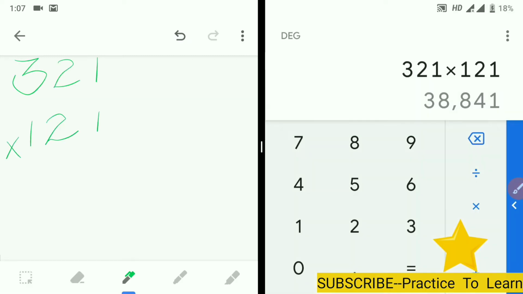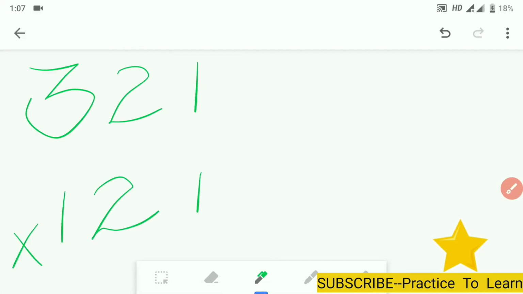Let's do it on calculator. If we multiply 321 with 121, you can check the result right here. It's 38841 on calculator. Now without using calculator, I'll be showing you how we can do it right here. Just like we have 321 and 121, we'll be doing it step by step.